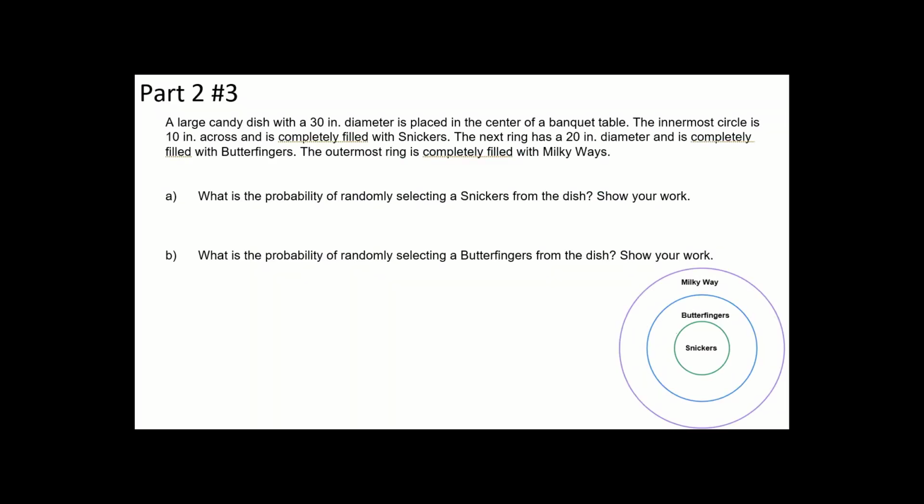For question 3, we're asked to consider this question. We have a large candy dish with a 30-inch diameter that's placed in the center of a banquet table. The innermost circle is 10 inches across and is completely filled with Snickers.